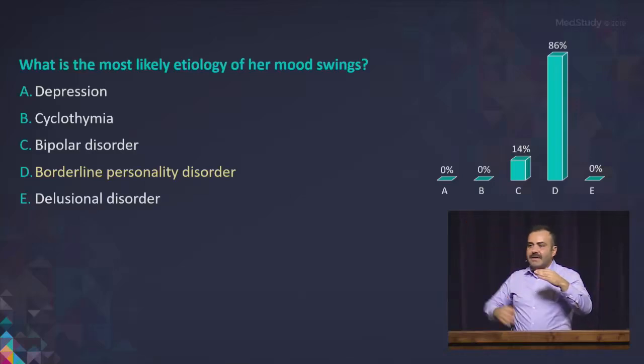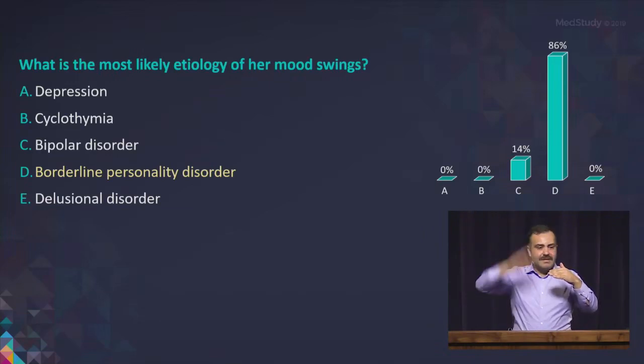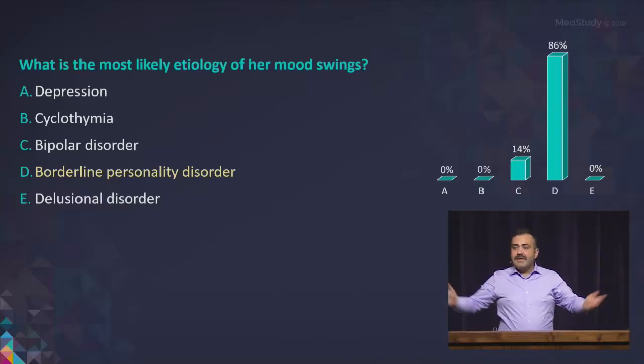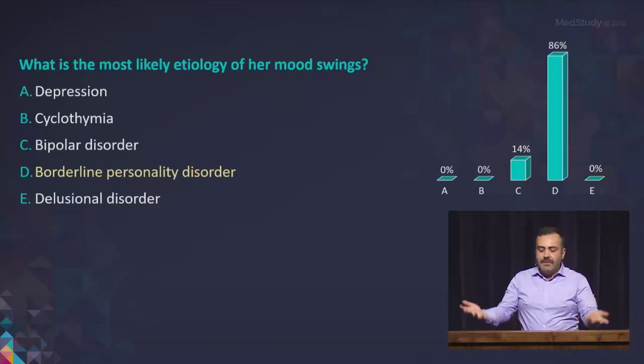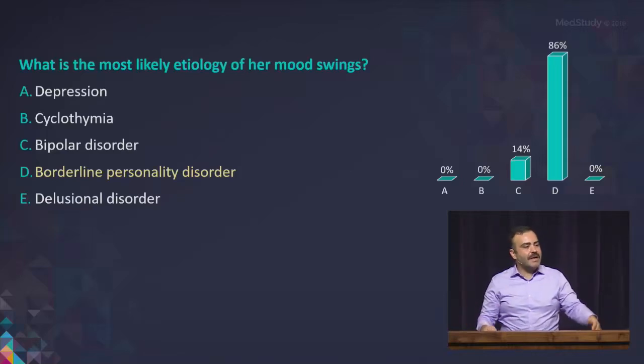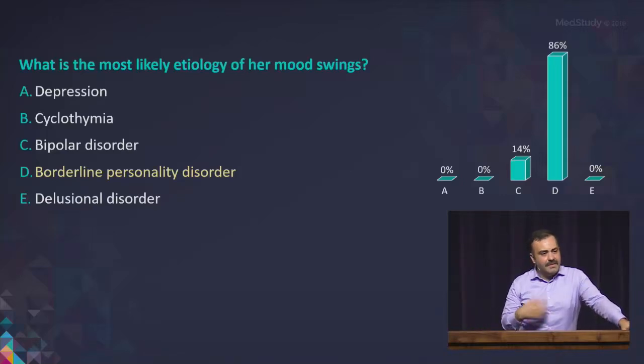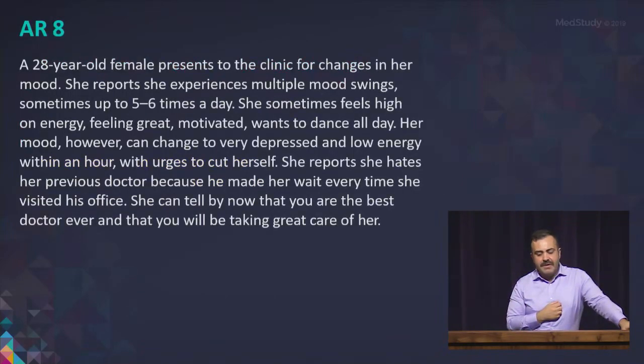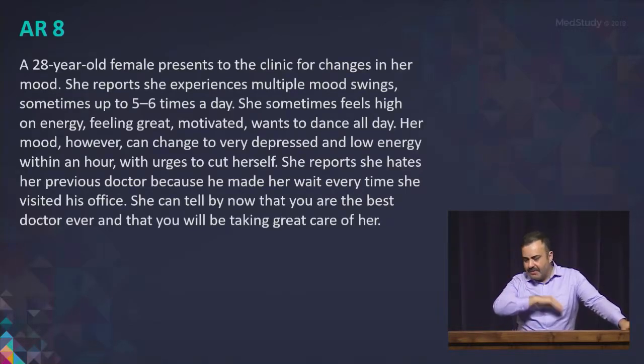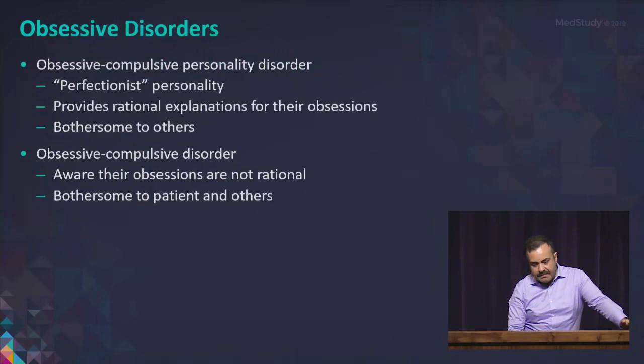But if the answer is no, I go up and down within an hour, and the patient might actually tell you, my mom tells me I'm very bipolar, I go up and down 5 times a day. That's not bipolar disorder. That is actually borderline personality disorder. And remember, there is a lot of splitting going on, telling you the last doctor was horrible and you're the best one, you're gonna take really good care of her. The mood swings, the energy changes, they're all characteristics of this personality.